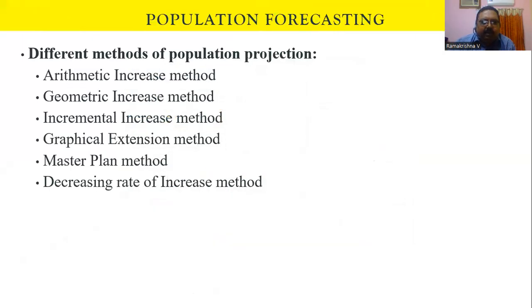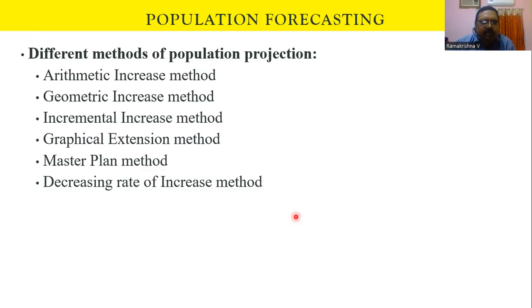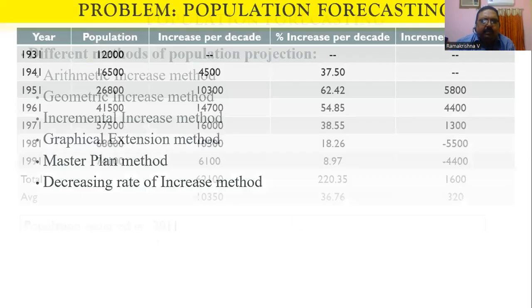So we have seen different methods of population projection: arithmetic increase, geometric increase, incremental increase, and graphical extension. In this video, we'll take an example and illustrate the first four methods of population projection.